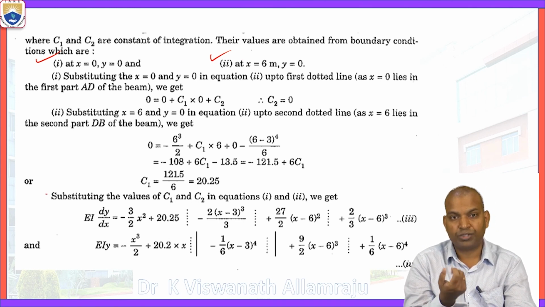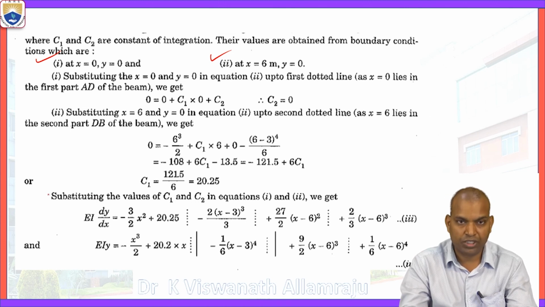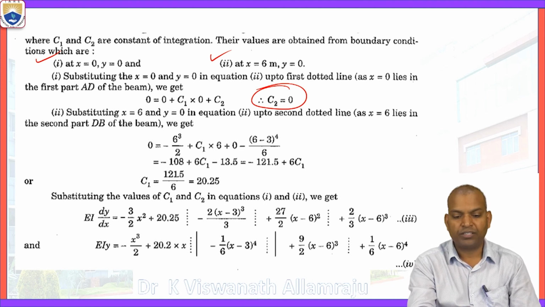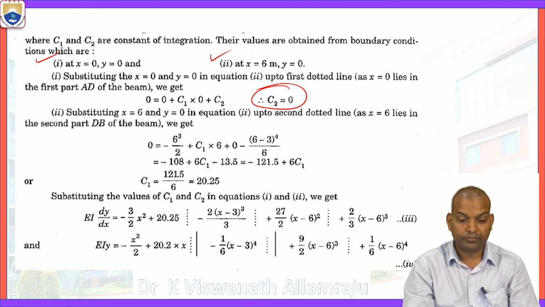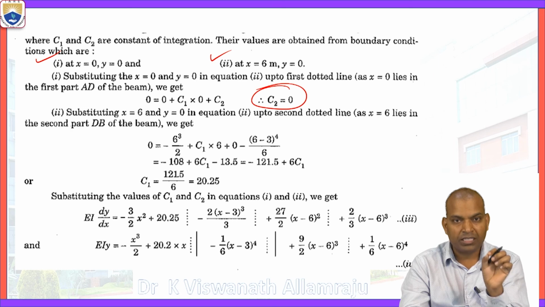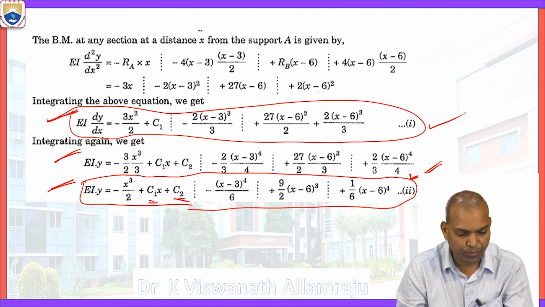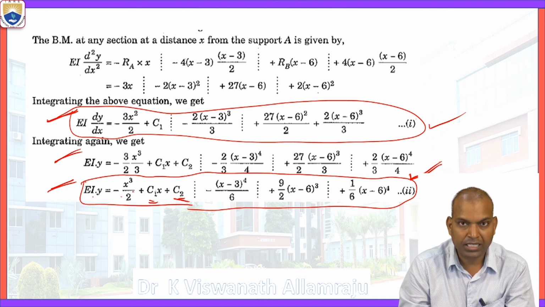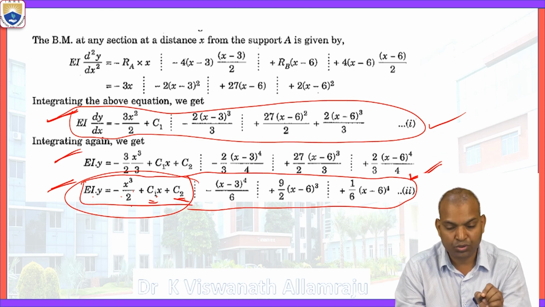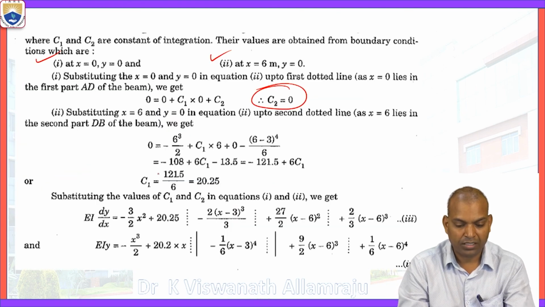But where to substitute? Because these are the slope equation and the deflection equation, we have to substitute in equation 2. After substituting in equation 2, we observe that C2 becomes 0. With what portion do you have to consider? At x equal to 0, it is the portion between A to B. That first portion you have to consider. What is the first portion? Minus x cube by 2 plus C1x plus C2. This is the first portion for the first boundary condition. For the second boundary condition, x equal to 6, you have to consider up to here.